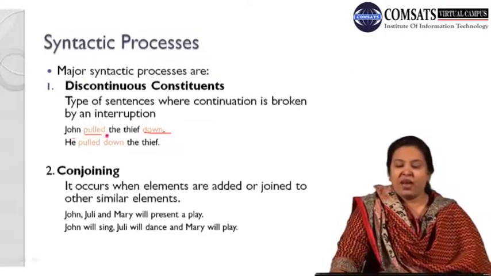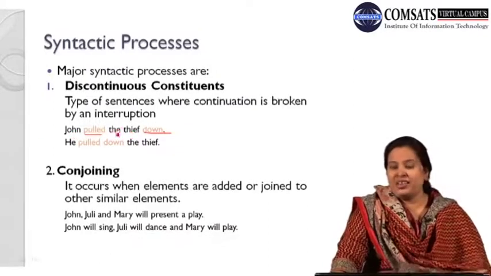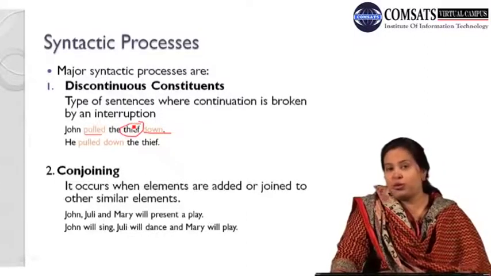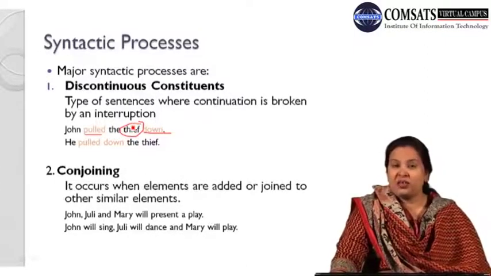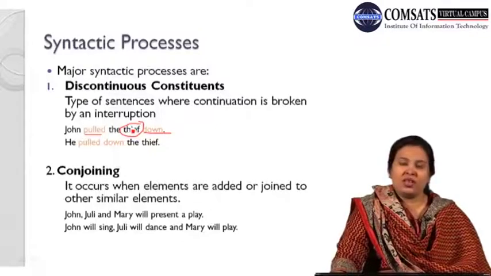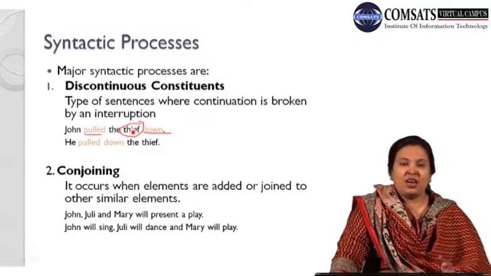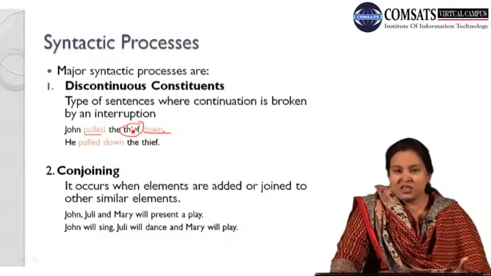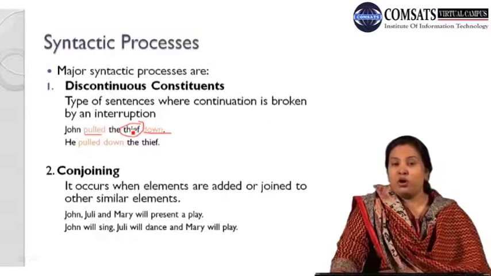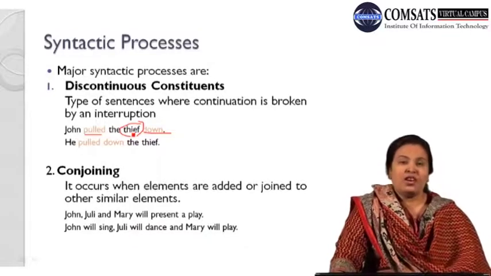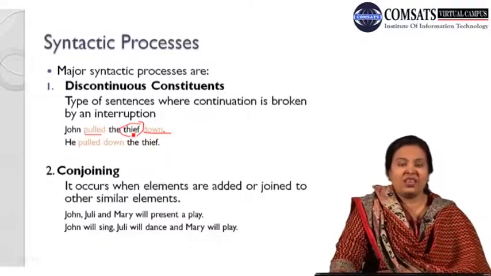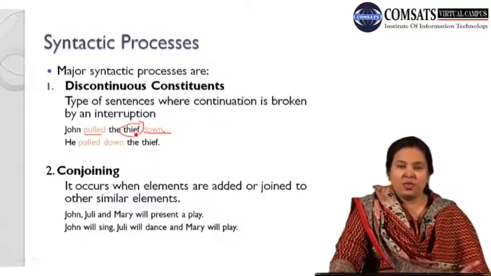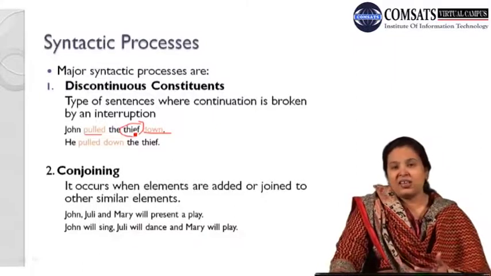So this way the basic purpose is to get attention on some major elements of that sentence. For example, if I want my listeners or my readers to concentrate on this word, the thief, whom John pulled down, actually it was the thief. So instead of saying John pulled down the thief, which does not arouse that much level of consciousness or suspicion, I would like to say John pulled the thief down. Now my stress is on the word thief. So this way we break down this continuity inside the sentence.